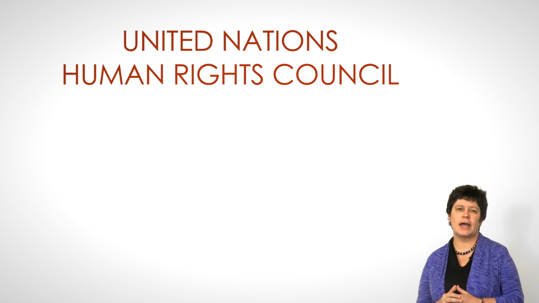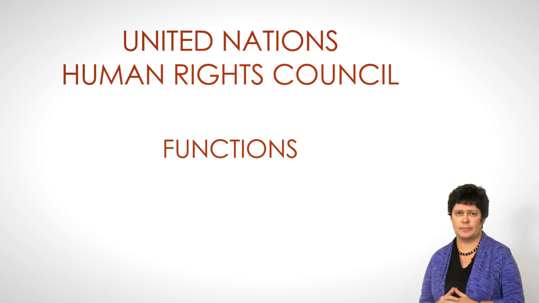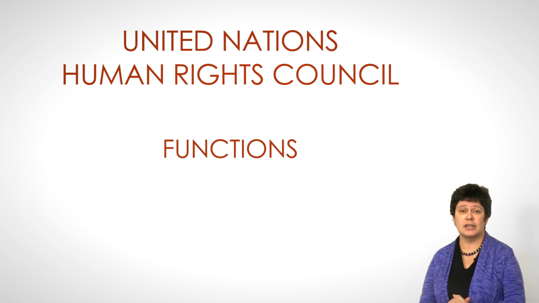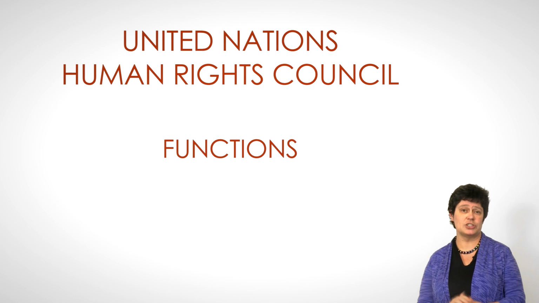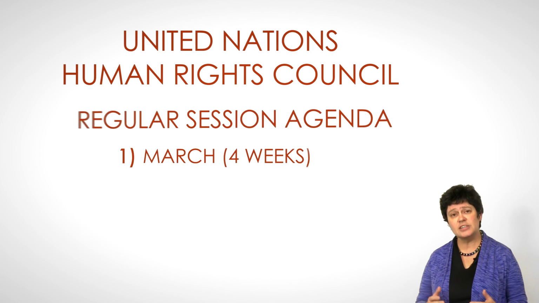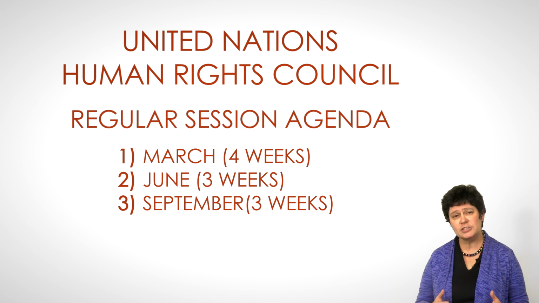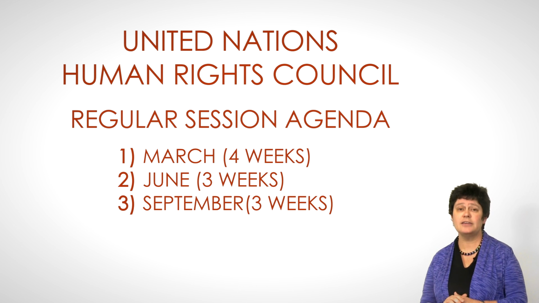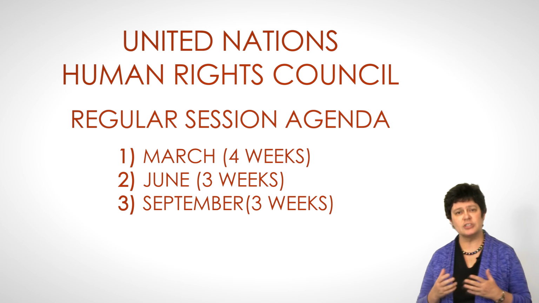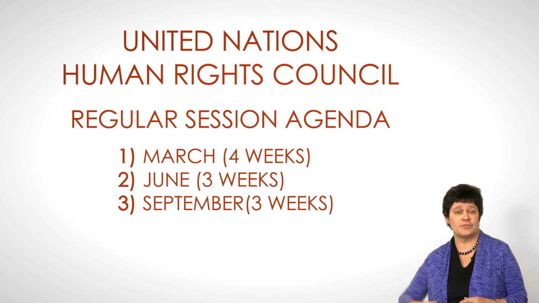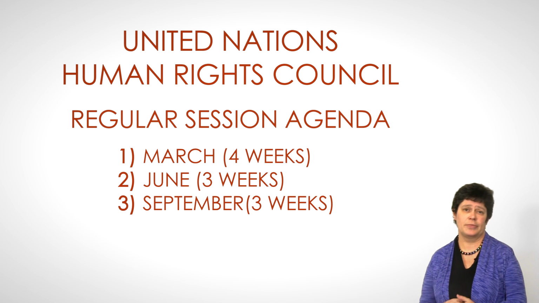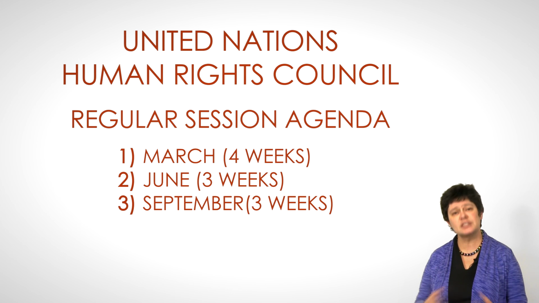The Human Rights Council has a number of functions. It meets 3 times a year at the UN Human Rights Headquarters in Geneva for a total of 10 weeks. This is its regular session agenda. It makes decisions and passes resolutions under that agenda. A resolution is passed if more states vote in favour than against. There is also a possibility for an abstaining vote.